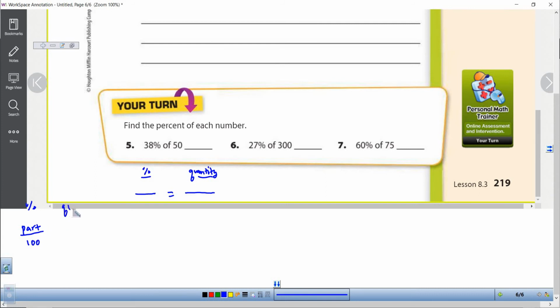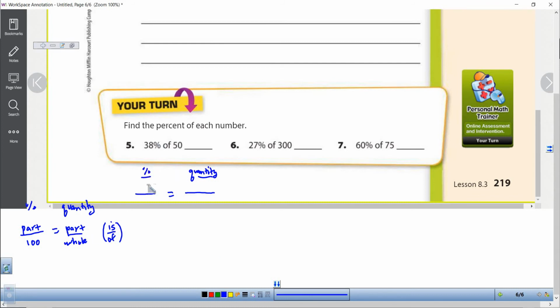And quantity is going to be part over whole. And remember, we're going to be looking for is and of as our verbal clue. Is indicates a part, of indicates a whole. All right, so let's take a look at this one, what we have right here.